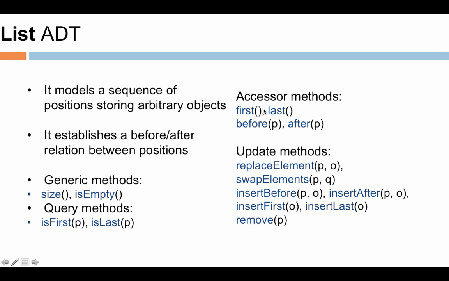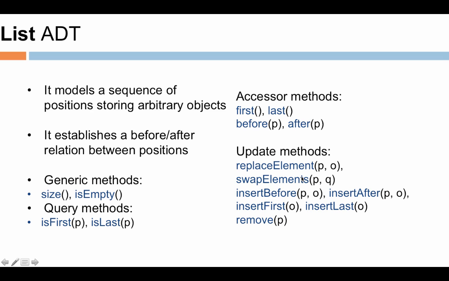First and last will take in arguments which is a list, and it will return to you the first position and the last position. Similarly, the isFirst and isLast methods return Boolean values, same with isEmpty. Size returns an integer value, it tells you how many elements are in the list. So observe that these are structural methods which ask you questions about the list themselves.